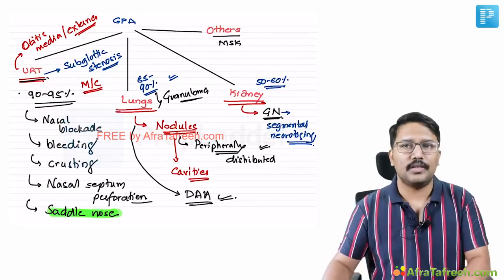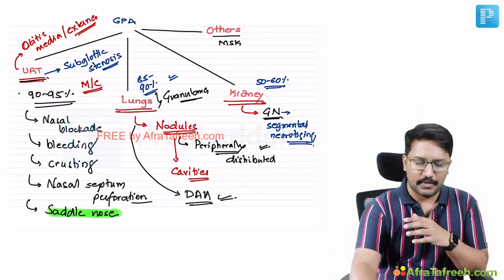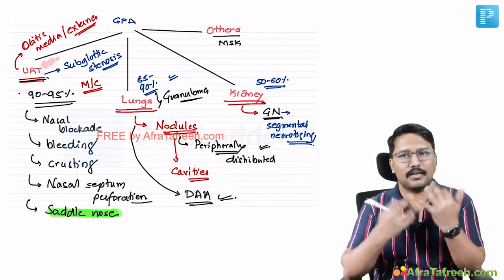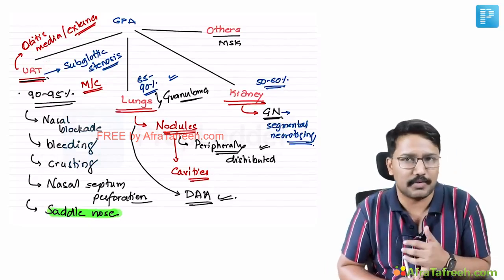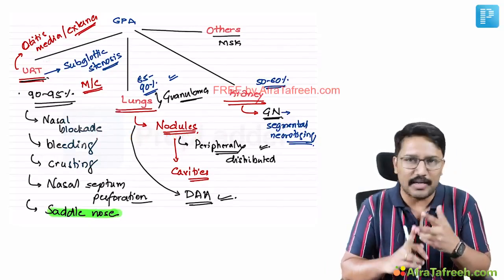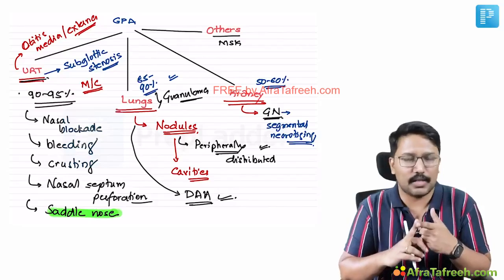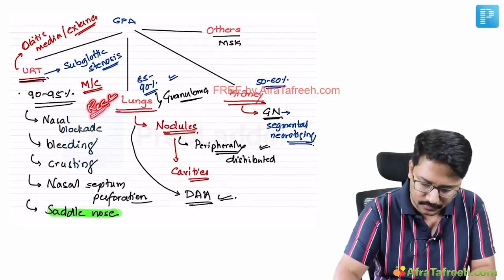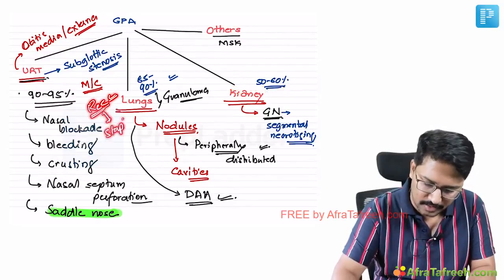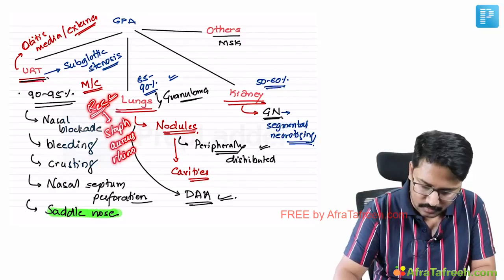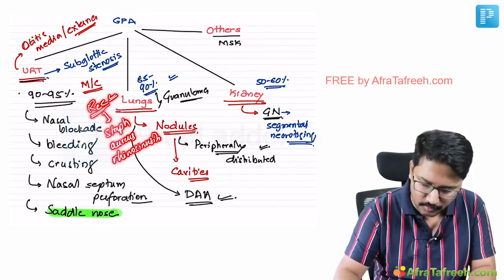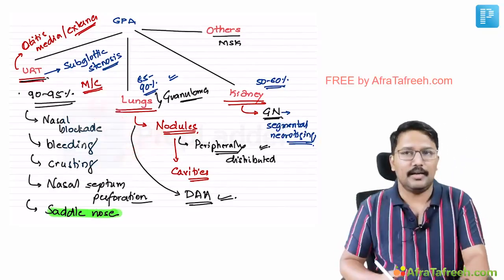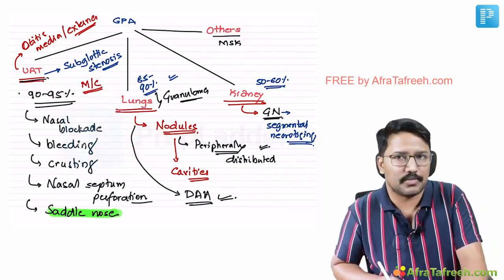Okay. So how will these patients come to light? Now, if they have the upper respiratory tract involvement, they can present with all these upper respiratory manifestations, right? So nasal blockade, bleeding from the nose, chronic sinusitis. Often these patients can also have recurrent Staph aureus rhinosinusitis, right? That is one more way of presentation with respect to the upper respiratory tract.